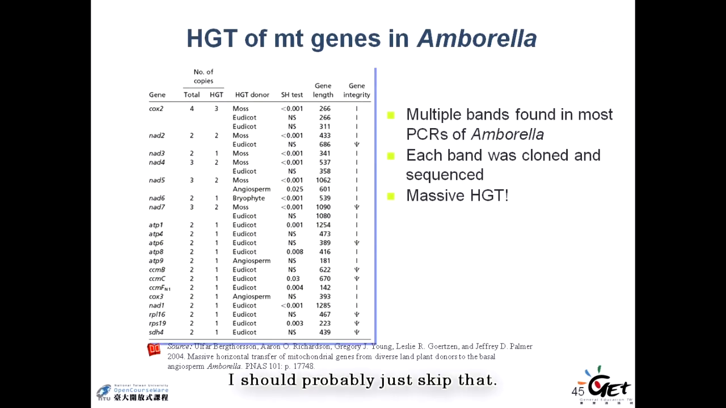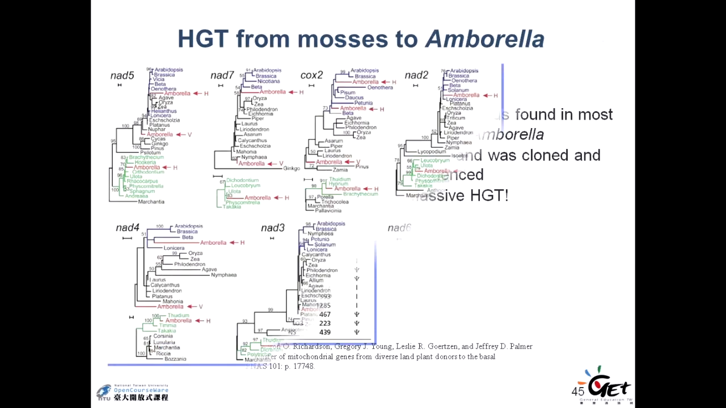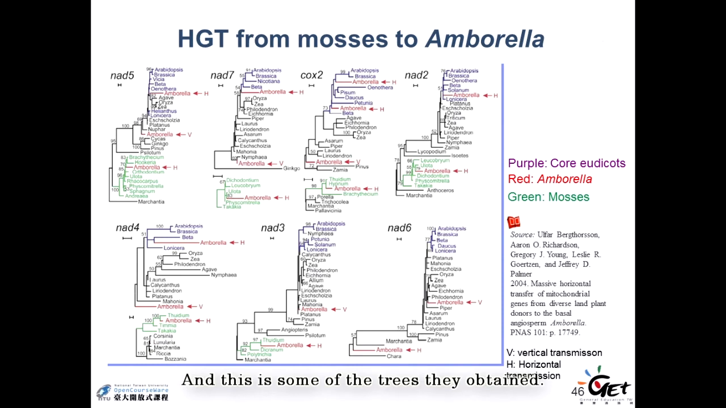So this is the result. And this is the copies they got, and usually they get more than one copy in Amborella. And these are some of the trees they obtained. I think we just need to worry about two different groups. The red ones are Amborella, and the green ones are the mosses, the bryophytes. The purple ones are the core eudicots, and the black ones are the basal angiosperms and monocots, I believe.